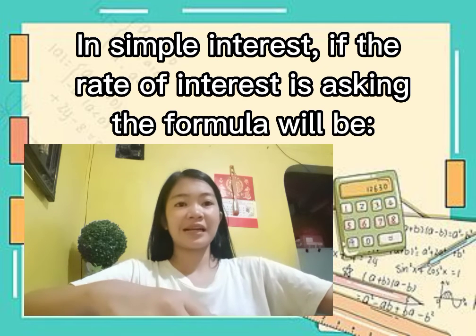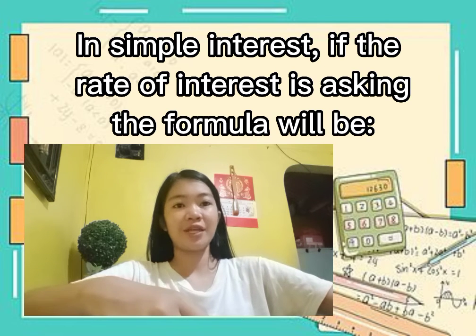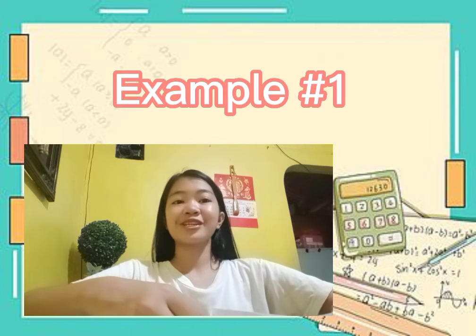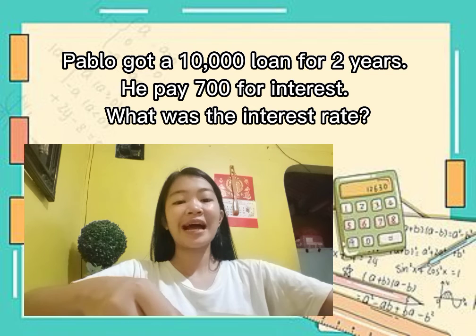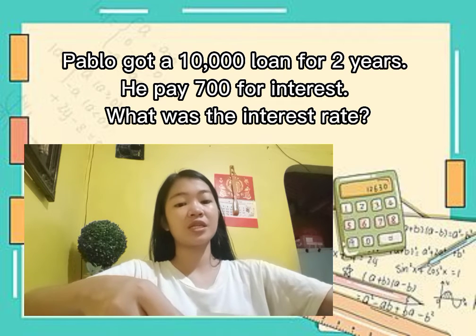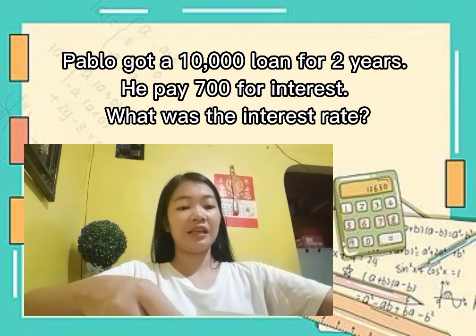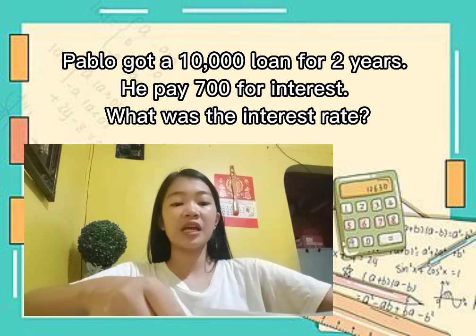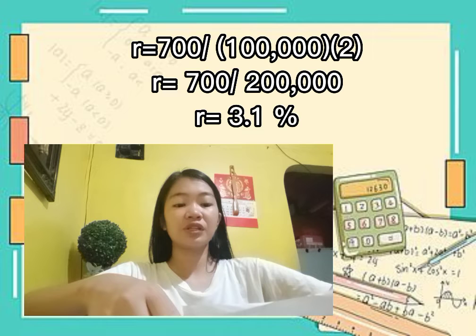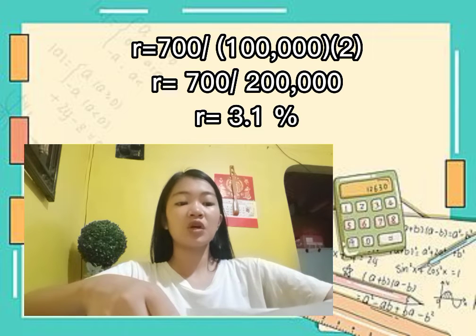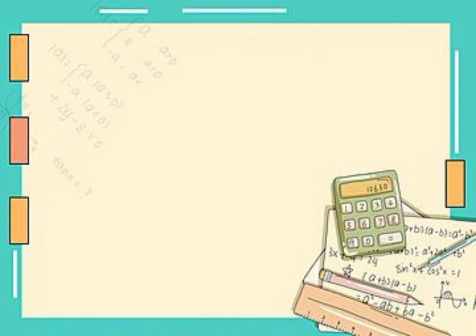In simple interest, if the rate of interest is not given, we have a formula: rate of interest equals interest divided by the product of principal and time. To better understand it, we have a problem here. Pablo got a 100,000 loan for 2 years. She paid 700 in interest. What was the interest rate? The answer is 700 divided by 200,000 equals 3.1%.